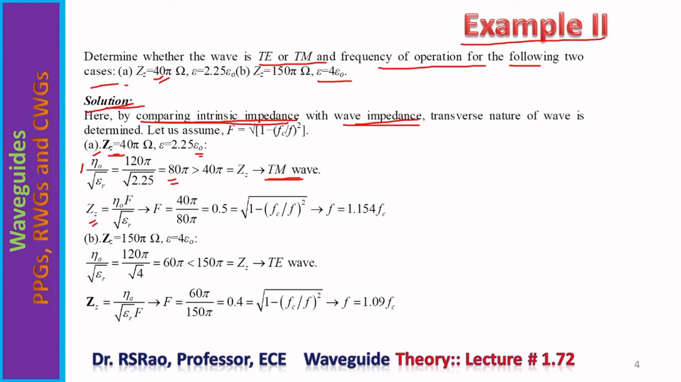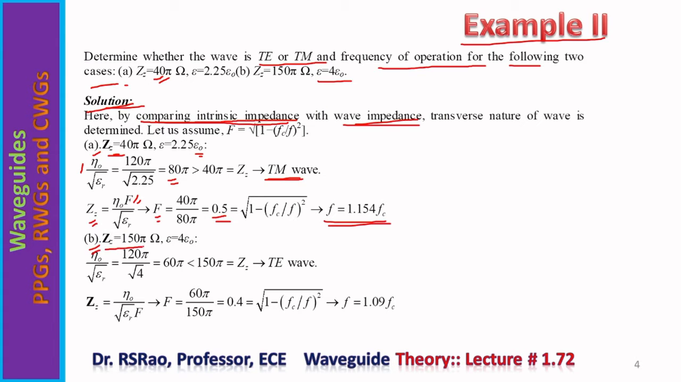Now, Z_z can be computed as eta naught by square root of epsilon r multiplied by factor f. Therefore, f comes out to be 40 pi by 80 pi, 0.5. But f equal to square root of 1 minus (fc by f) whole square. So it gives f equal to 1.154 fc.